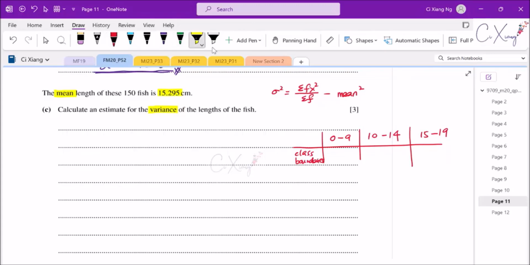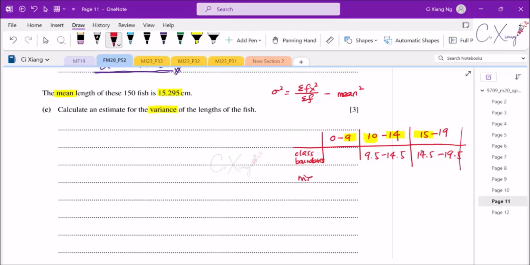So if this one is 14 and this one is 15, there's a gap, so the upper class boundary will become 14.5. Same thing here, 9 and 10, there's a gap between 9 and 10. So for this class you need to adjust the boundary to 9.5 to 14.5. Then this one is 14.5 to 19.5. Same thing happens for the last class.